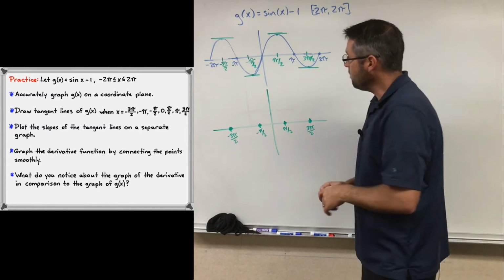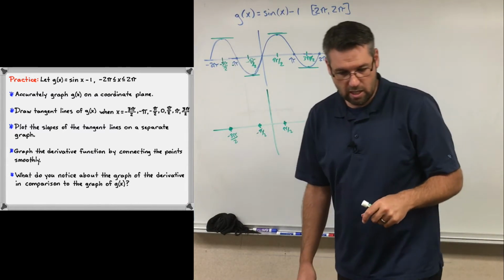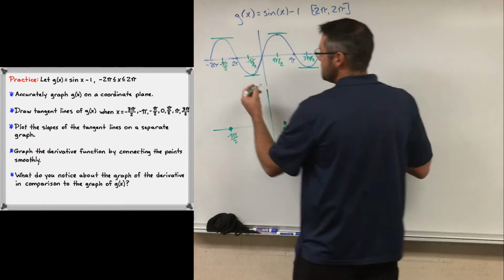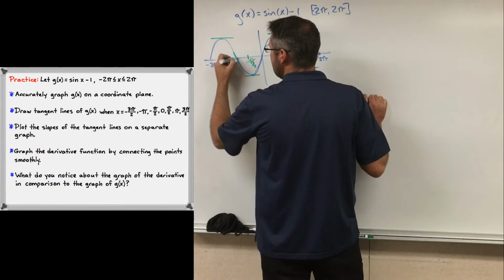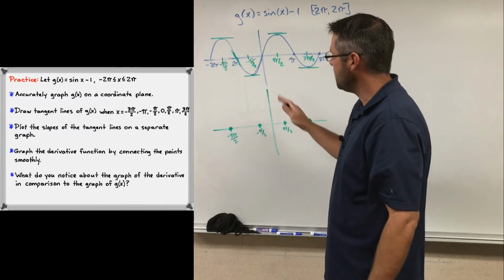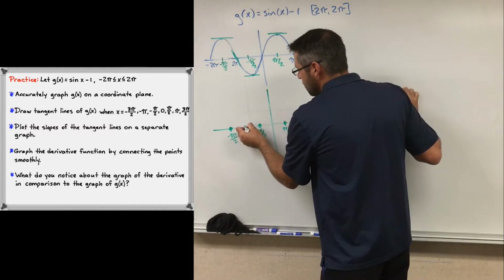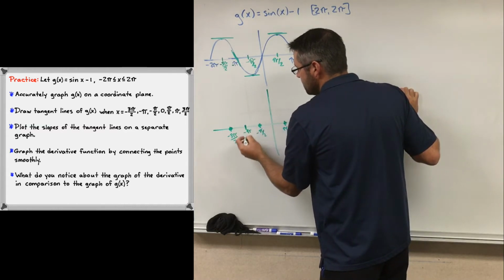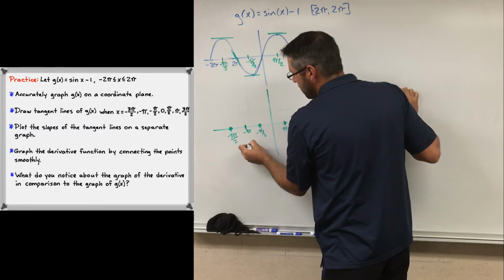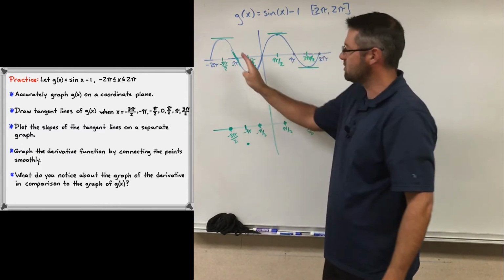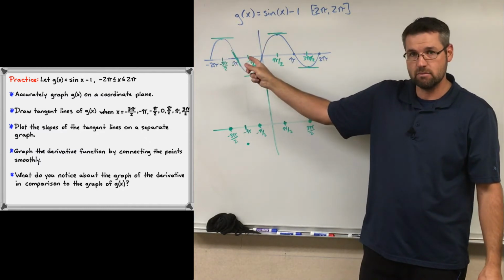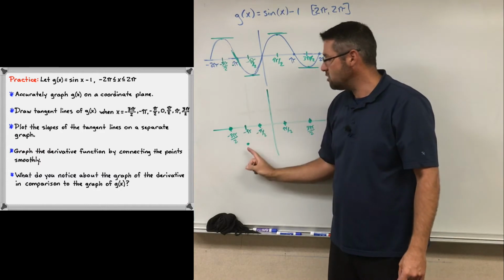All right, now let's go ahead and look at the other points, like negative pi, for example. If I were to graph a tangent line at negative pi, we can see that that tangent line is decreasing, which means at negative pi here, we're going to see that the slope is negative. That means the value here will be negative. If the slope of g in this case is negative, then the value of g prime is negative.